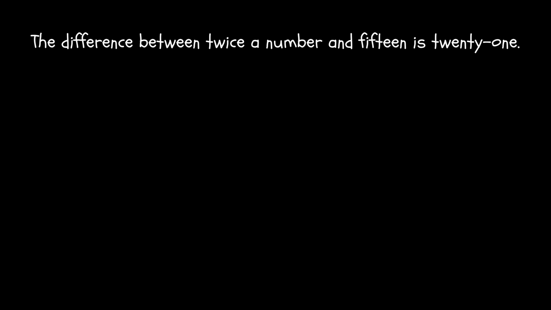The word "is" means equal sign. So we know we're going to have "is 21." Now, the difference. Difference means subtraction. So this is a subtraction problem, and we have twice. Twice means 2. So twice a number means a variable. So we have 2x. And we are subtracting that number, twice a number, and 15. So we have our equation, 2x minus 15 equal 21.